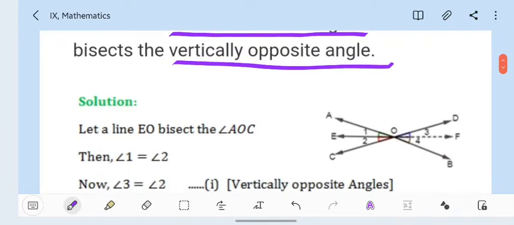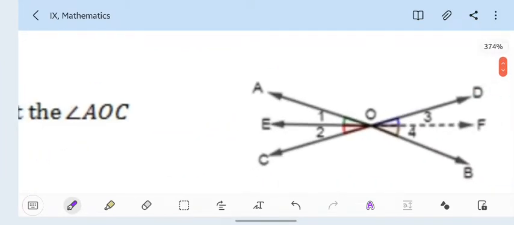So the diagram looks like this. AB and CD are two lines here. Suppose OE is one ray which is bisecting angle AOC, this angle, okay? Ray opposite to OE is OF, this ray. We need to prove angle 3 is equal to angle 4 also, okay? So let's see how this can be proved.